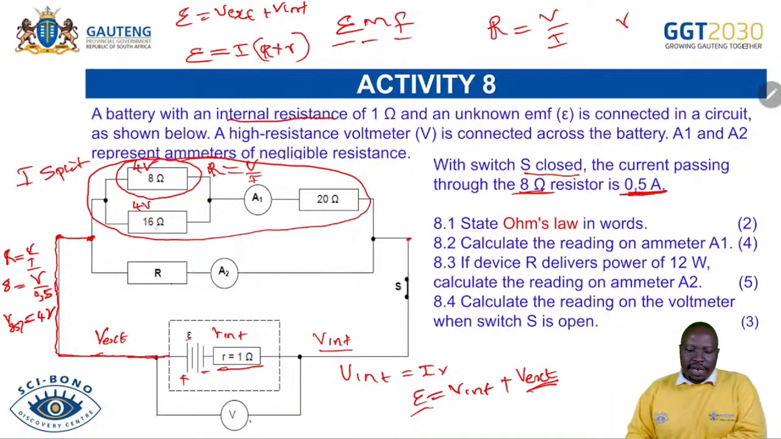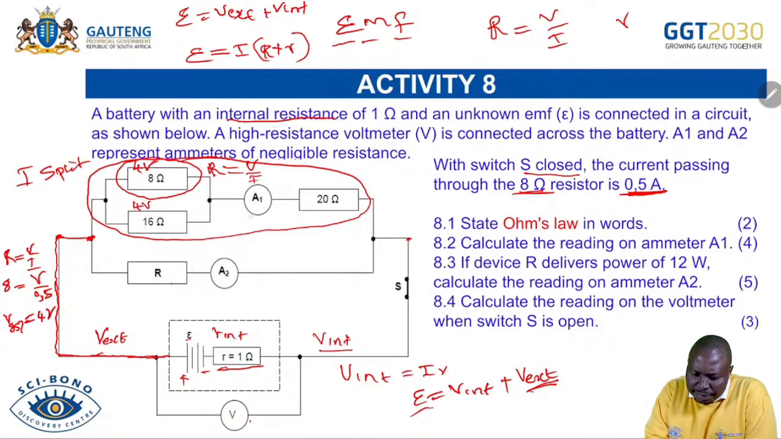So now you have 2 variables across the 16 ohm resistor that you know: you know the R, you know the V, you don't know the I. So you can calculate I. You can simply say R, which is 16, equals V, which is 4, over I.